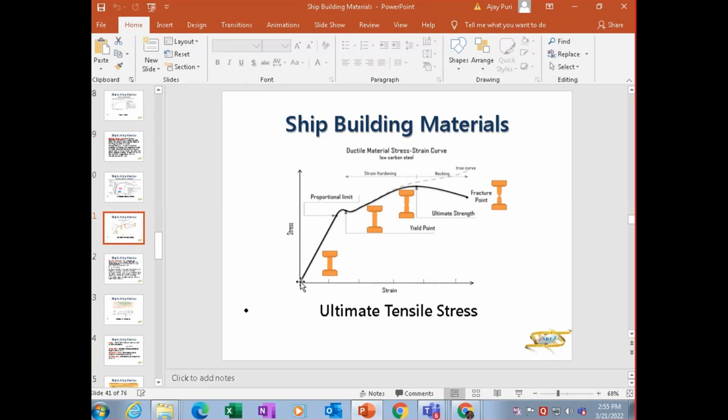If it's a soft material, the gradient will be less. Like a plastic material, the graph will come up on top and go down, so the gradient of a plastic material will be very less. But for a ductile material, when you're pulling it, the gradient is higher. For a brittle material, the gradient will be much higher, because it might break at the yield point only.